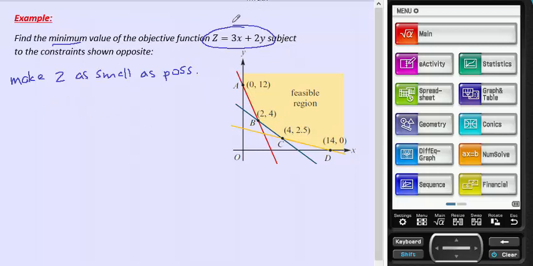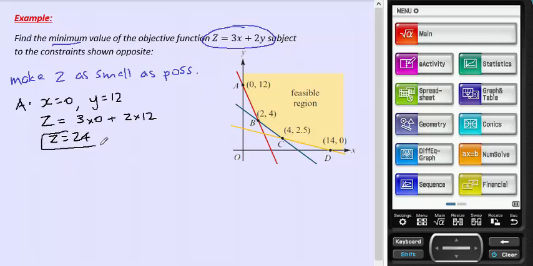So let's first of all have a look at point A. At point A, x equals 0 and y equals 12. So that means that my function z will equal 3 times 0 plus 2 times 12. 3 times 0 is x, 2y, 2 times 12, and that equals 24. So therefore, at point A, z equals 24. And I can do the same calculation for each point.